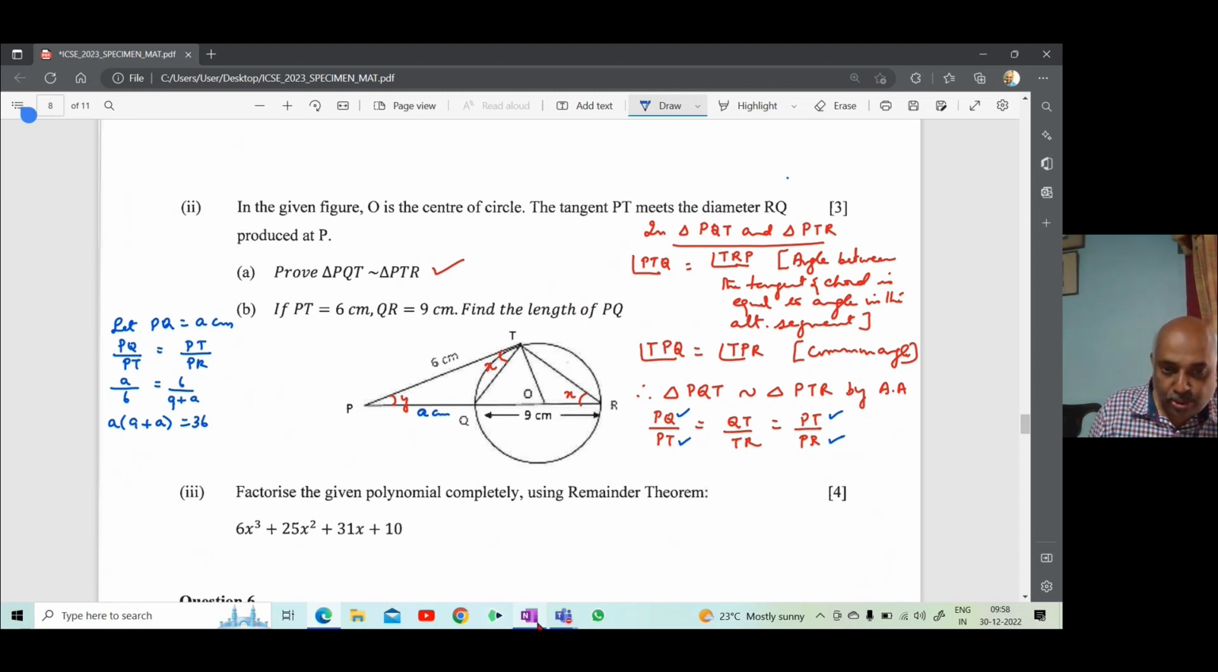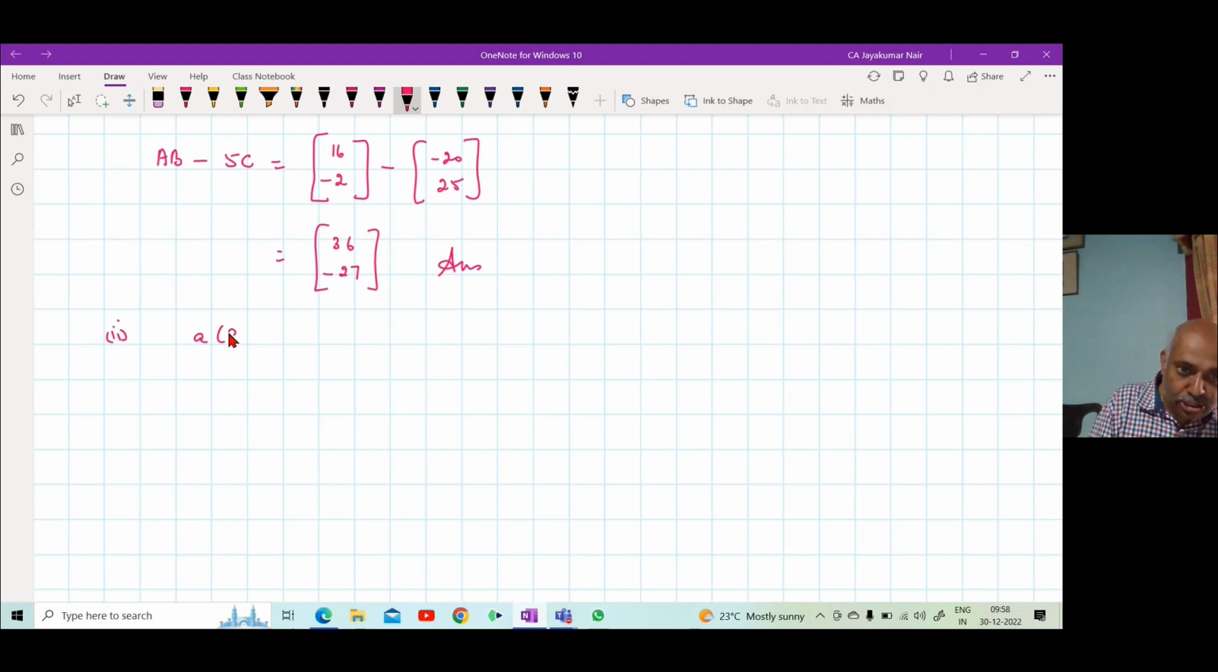So I will continue here. I will get a quadratic equation now. A into 9 plus A is equal to 36. So it's 9A plus A squared is equal to 36. I can say A squared plus 9A minus 36 is equal to 0. So you have got a quadratic equation.